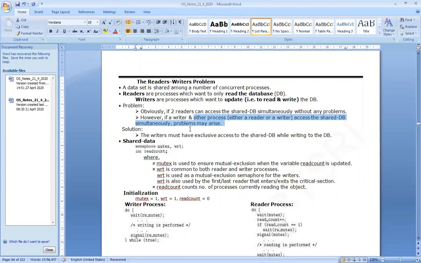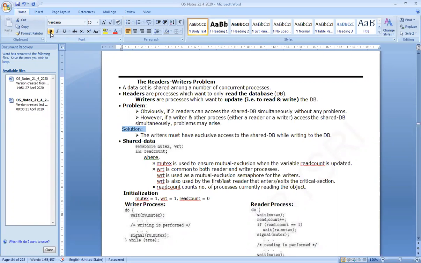Why that problem? Because somebody wants to write something onto the database and somebody wants to read from the database. If there is no communication among them, and they perform reading and writing at the same time, it is very difficult to handle this situation, and we get into some kind of trouble. So this is our problem, and let us see the solution.